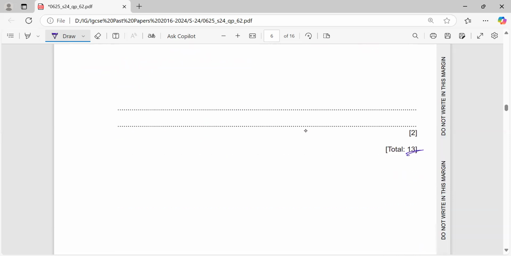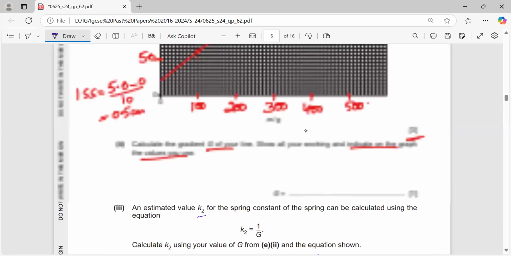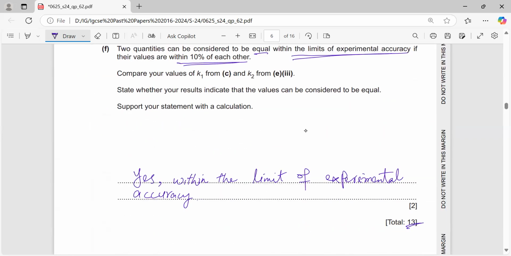I will say yes. Reason: because they are within the limit of experimental accuracy. You will say, sir, how do you know? Let me tell you here.